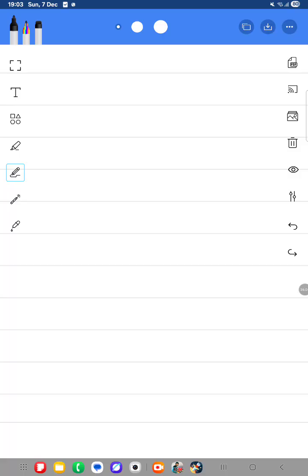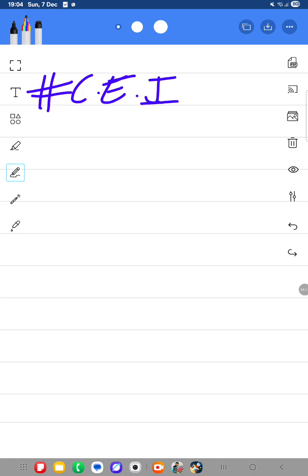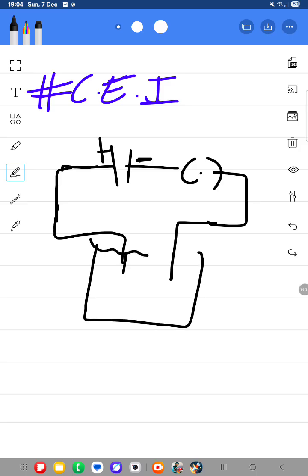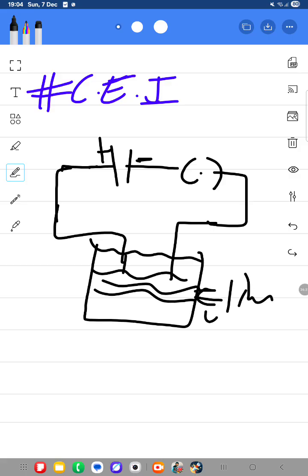Now, our chapter name is chemical effects of electric current, CEI for short. We will make a circuit. How can we show chemical effects of electric current? Negative, two electrodes. We can say lime water.